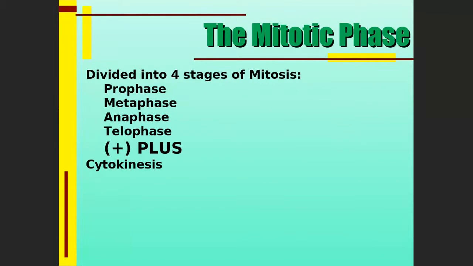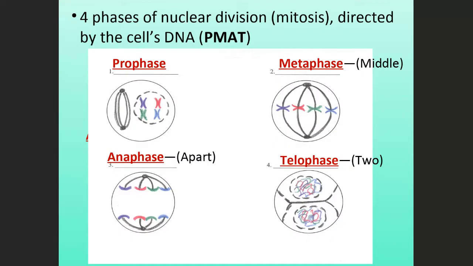So the mitotic phase is divided into four major stages. Actually, there are two stages: one is karyokinesis and the other is cytokinesis. Karyokinesis is again divided into four stages: prophase, metaphase, anaphase, and telophase. Cytokinesis is the simple one, where the cytoplasm divides and gives rise to two daughter cells. In karyokinesis, as I told you, there are four stages, also called PMAT: P for prophase, M for metaphase, A for anaphase, and T for telophase.